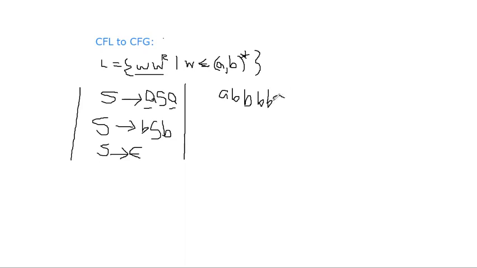Okay? Reverse is BBA. So epsilon is also there, that's why there is no separator here. Then what is the first symbol and last symbol? First symbol and last symbol is A.